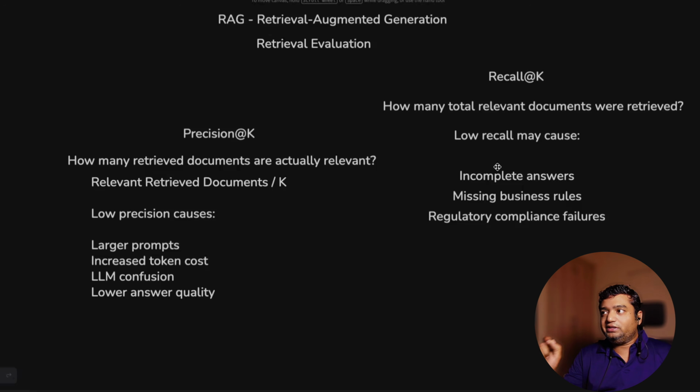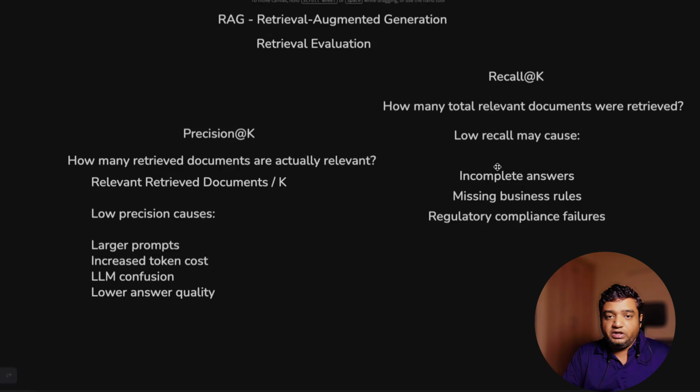To calculate recall, you should know how many relevant documents are already stored in your vector database. When your recall is low, that means your answer is incomplete, because you're not getting the full relevant information stored in the vector database, so you are missing out on some relevancy, right? The same goes for business: you're missing business rules, or there's a compliance failure. So recall is very necessary when you are particular about your vector database information.